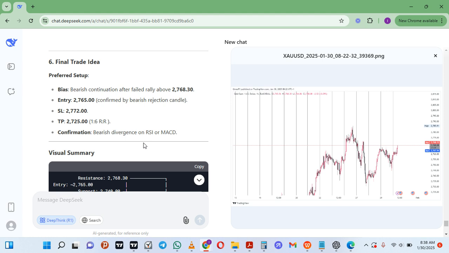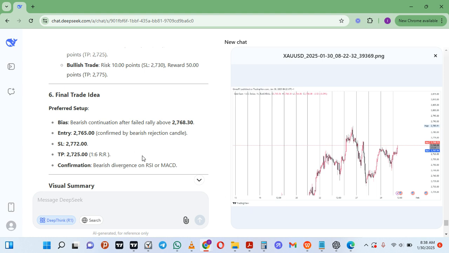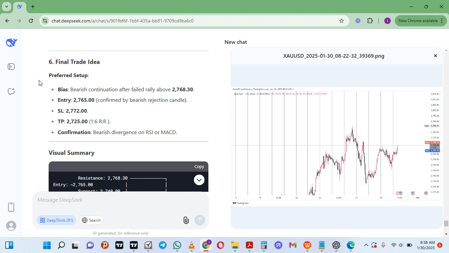Then the final trade idea, what the AI is suggesting, is that we are going for a potential bearish trade, and this is what I want to show you all. This is the final output from my AI companion assistant, or whatever you want to call it. It's actually DeepSeek, the DeepSeek I use. So now we're looking for a trade.